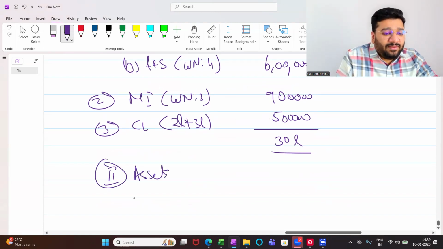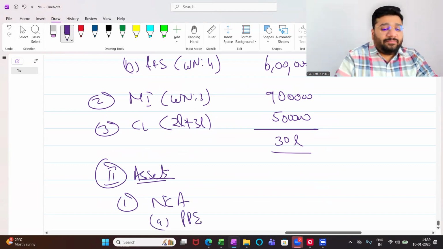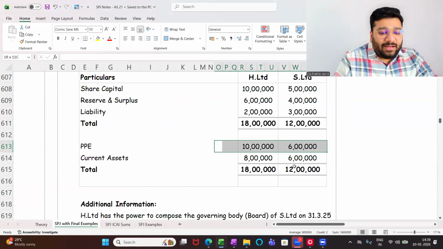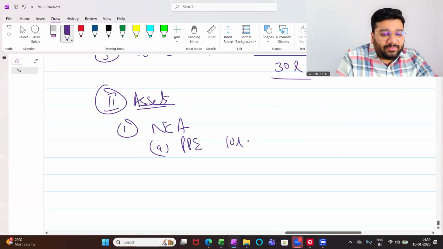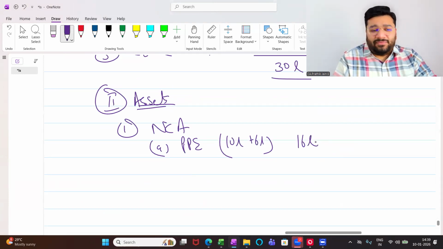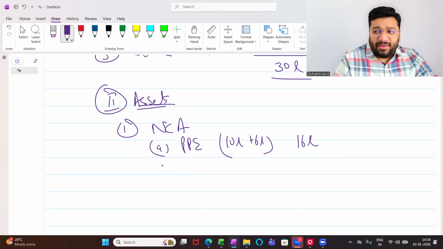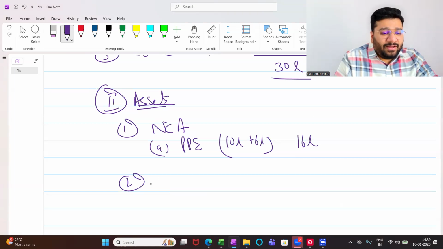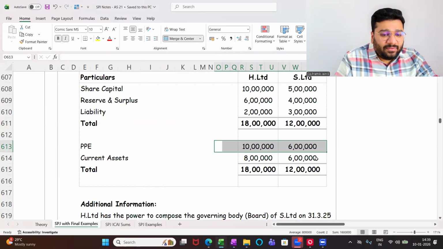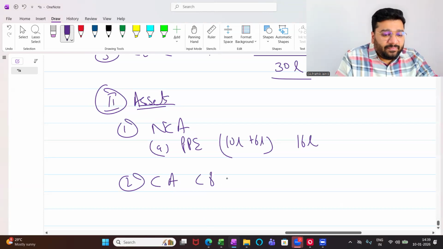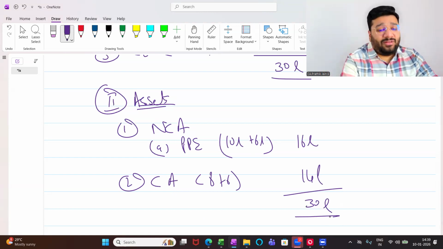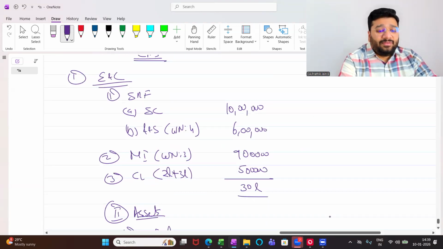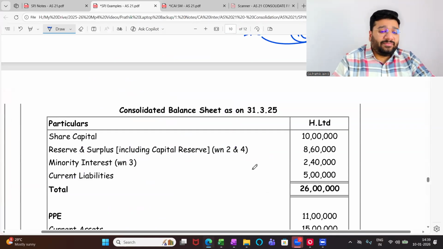Assets. Non-current assets. In that, PPE, 10 plus 6, 16. I think you're capable of handling the remaining consolidation yourself. Current assets, 8 plus 6. Wait, I'm not done. Very important. Balance sheet tallied.